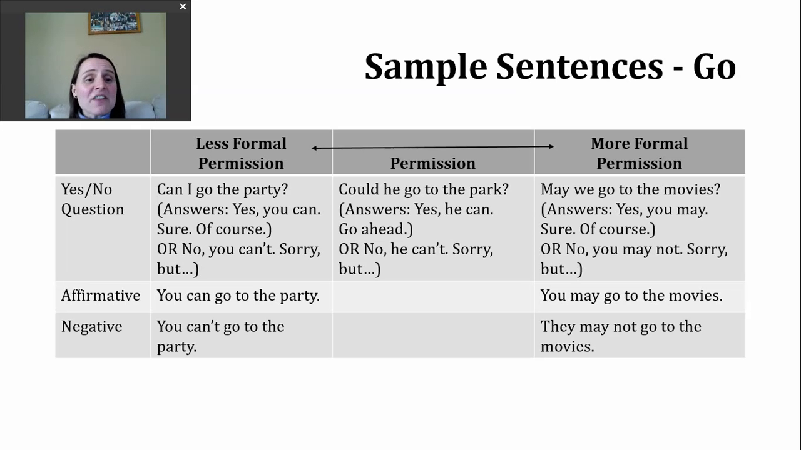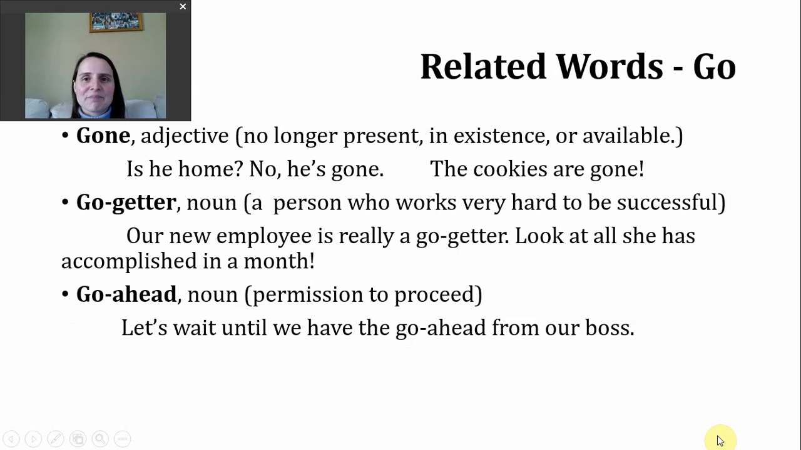Okay. The other place you could insert please is right before the base verb. So, as examples, can I please go to the party? Could he please go to the park? May we please go to the movies? So that's also a nice little tip. If you're ever worried about being polite, including the word please is a nice way to do it. Finally, today, let's look at a few words that are related to this verb of go.